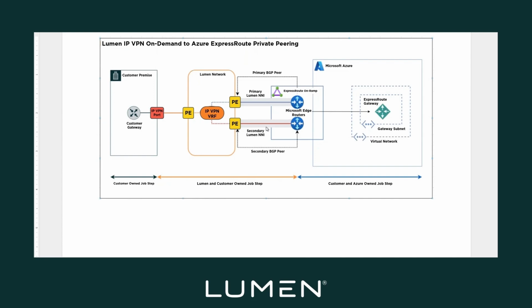We're going to connect using existing NNIs, or network-to-network interfaces, that Lumen and Microsoft have already established between the Lumen Provider Edge and the Microsoft Edge. And the task at hand is to use that existing infrastructure to create the peering between them. So the first thing we need to do is to create an ExpressRoute. So let's go do that.